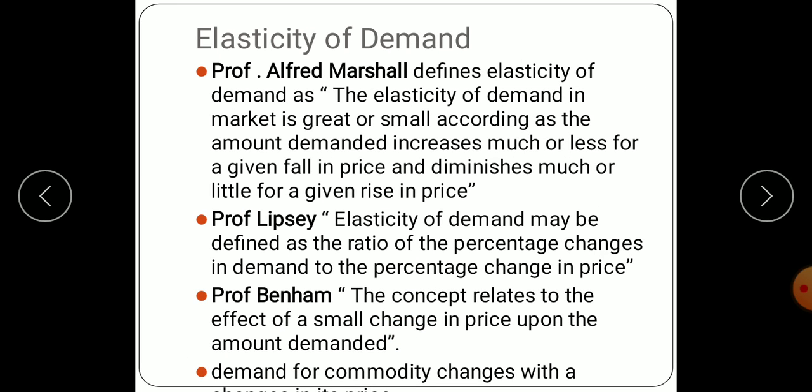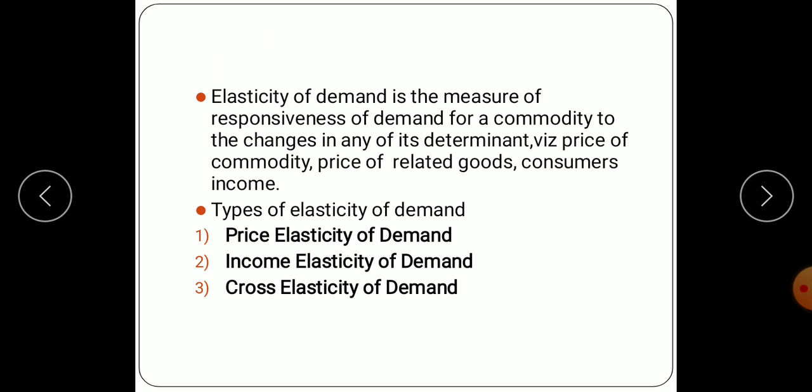So elasticity of demand is a measure of responsiveness or sensitiveness of demand for a commodity to changes in any of its determinants. It may be the price of the commodity, price of related goods, consumers' income, or promotional activities of the seller. There are several kinds of elasticity of demand, namely price elasticity of demand, income elasticity of demand, and cross elasticity of demand. These are the three types of elasticity of demand.